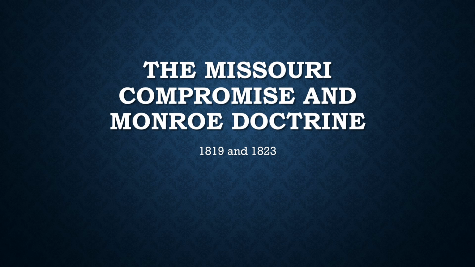Alright, so today we are rather quickly and briefly going to look at two important events. One's a document, the Monroe Doctrine, which was issued in 1823, and the other is the Missouri Compromise, which actually preceded the Monroe Doctrine in 1819. The reason why I'm focusing on these two particular things in this brief lecture is because they set up for us some significant things in the future.